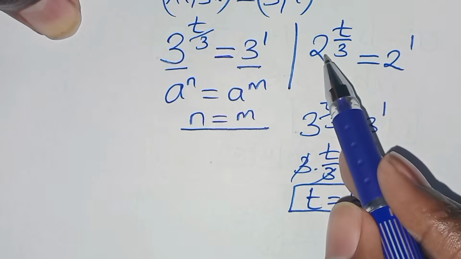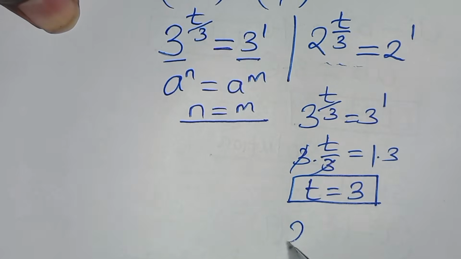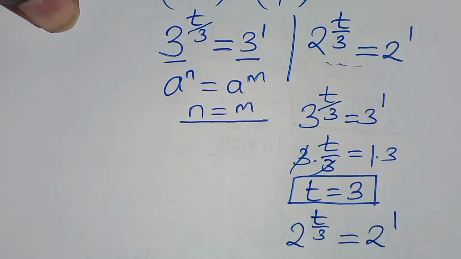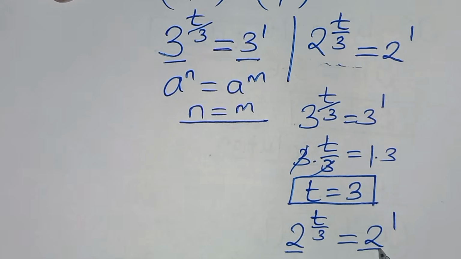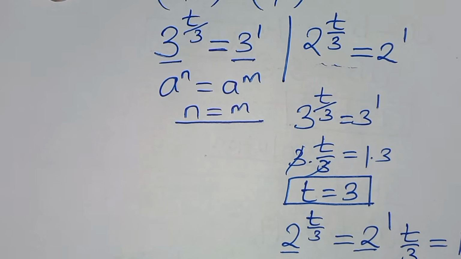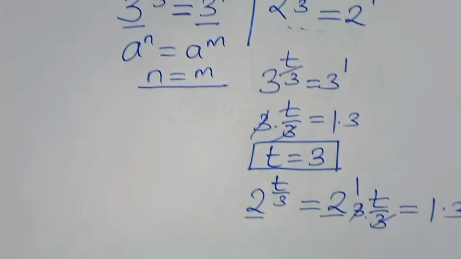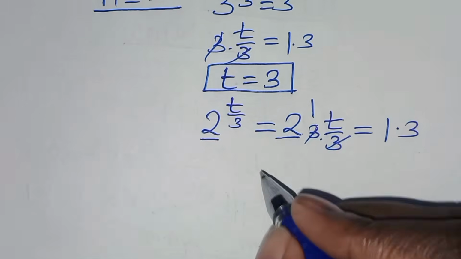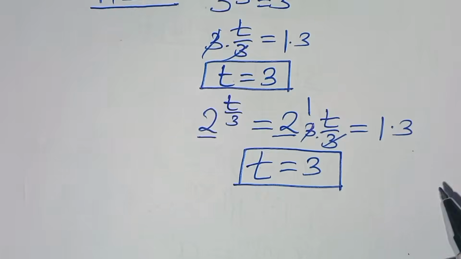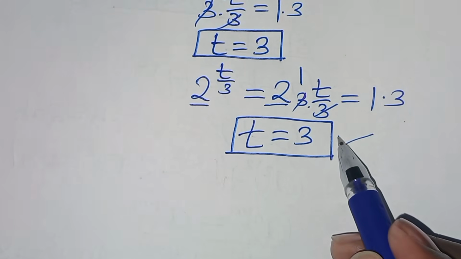Let's check the value of t by checking the second part here. So we have 2 to the power of t over 3, which is equal to 2 to the power 1. Since the bases are common here, this implies that t over 3 is equal to 1. So let's multiply both sides by 3, so that now t is equal to 3. So by checking the two parts here, we confirm that the value of t is equal to 3.